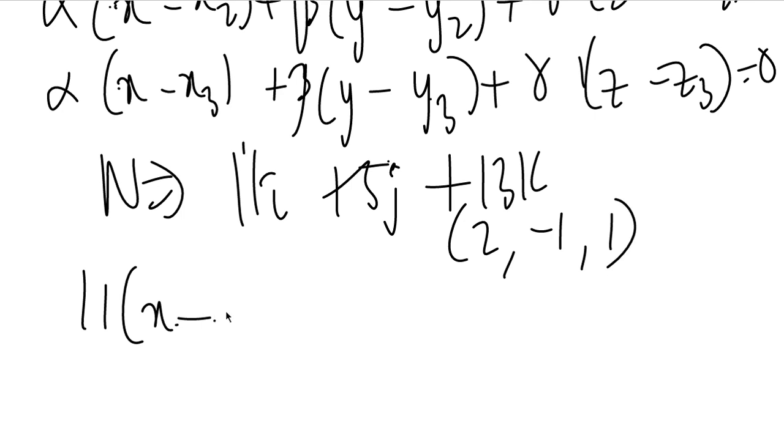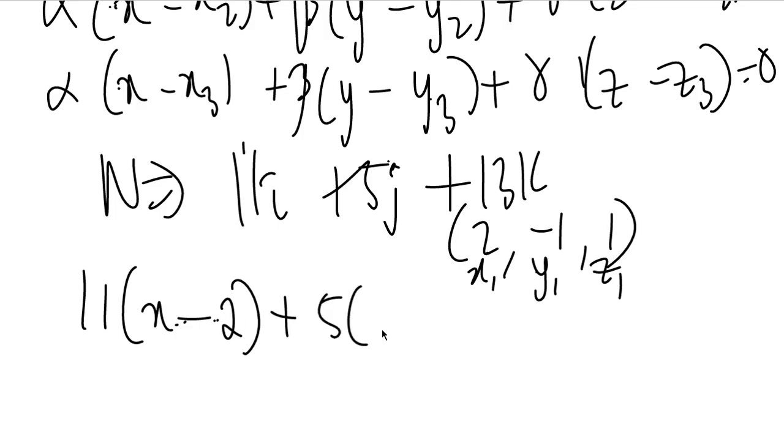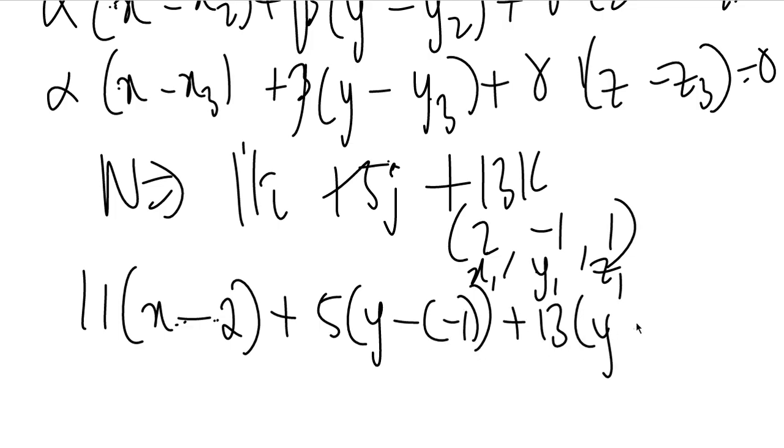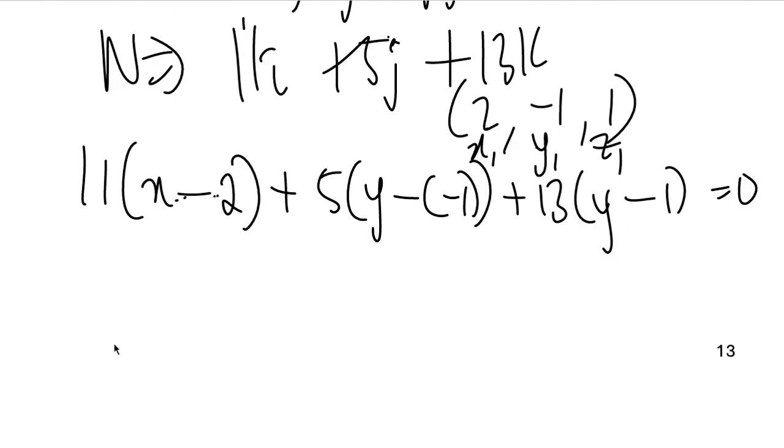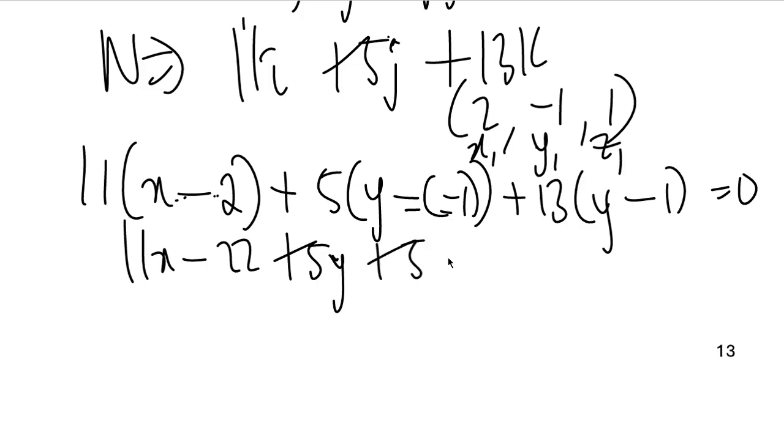So that's x minus x1. This is x1, isn't it? This is y1, and this is z1. So x minus 2, and then plus 5 into y minus y1, which is minus 1, and then plus 13 into z minus 1, and all of this should equal 0. So on simplification, we have 11x minus 22 plus 5y, and then negative is positive, so 5 times 1 is plus 5, and then plus 13z minus 13 equals 0.